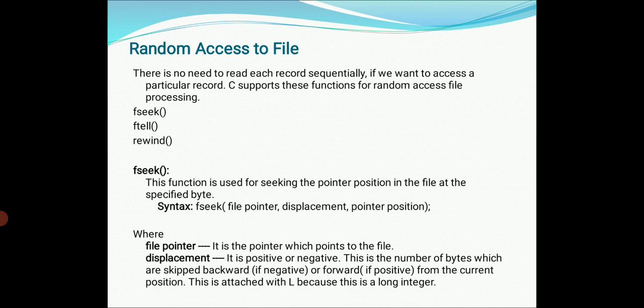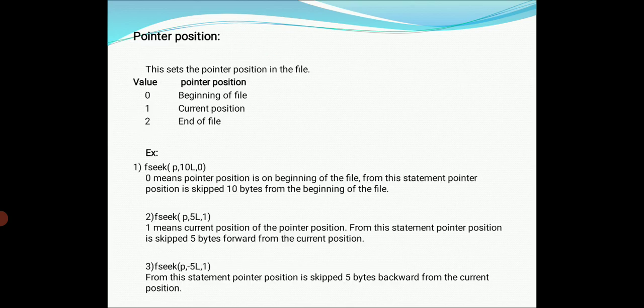The fseek function is used for seeking the pointer position in the file at the specified byte. The pointer position sets the position in the file: 0 indicates the beginning of the file, 1 the current position, and 2 the end of the file. For example, fseek(p, 10L, 0). Here 0 means the pointer position is at the beginning of the file, so the pointer is moved 10 bytes from the beginning of the file. This is one general example.